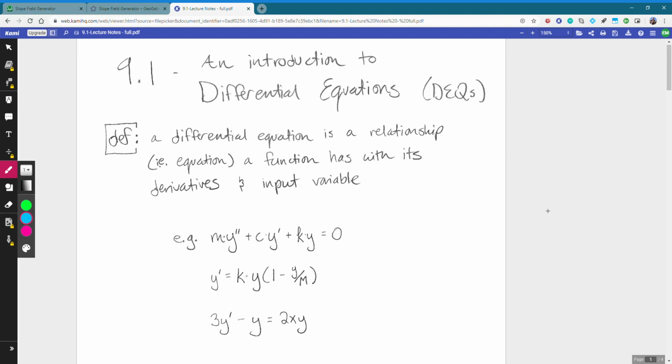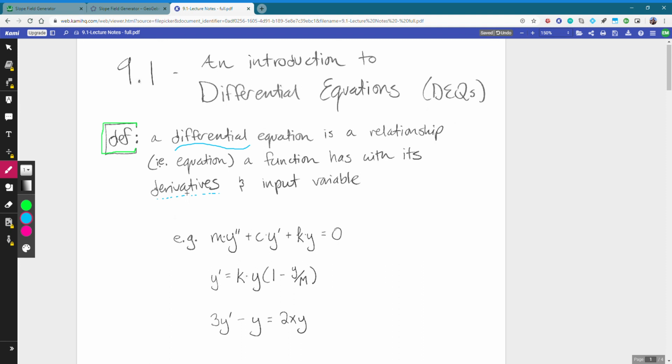So let's dive in and start at the beginning with our basic definition. A differential equation is first and foremost an equation. It is a relationship that a function has with its derivatives and input variable. And the fact that we have derivatives involved, that's what makes this a differential equation. And this could be first, second, third, fourth, however many derivatives.